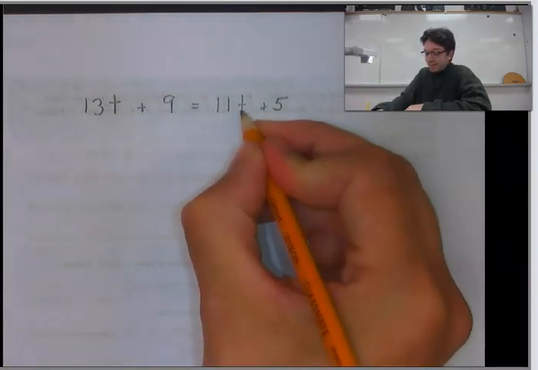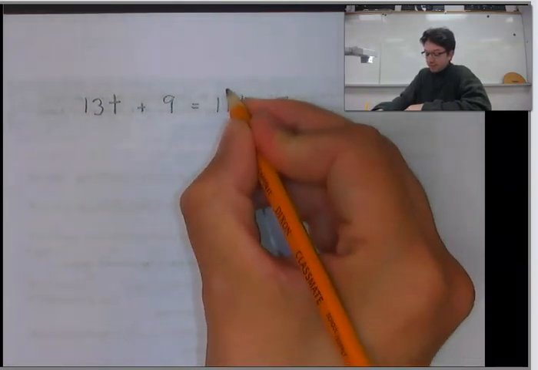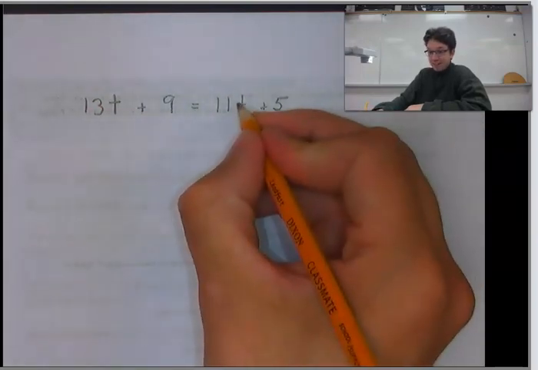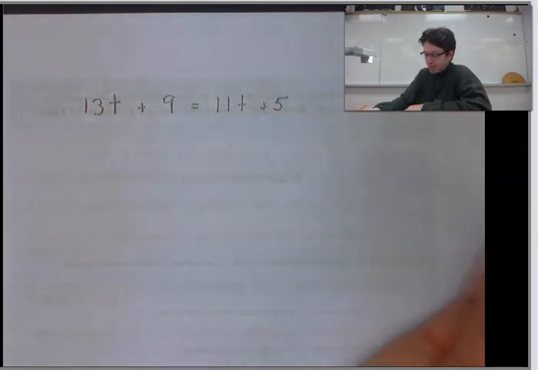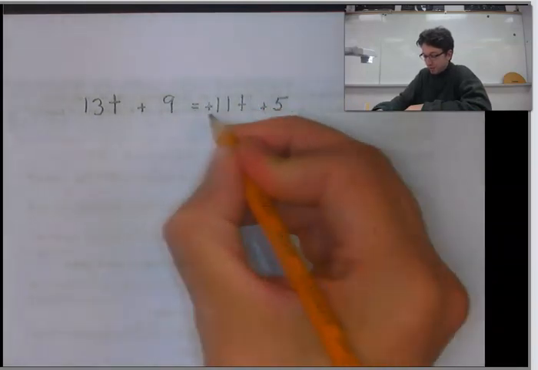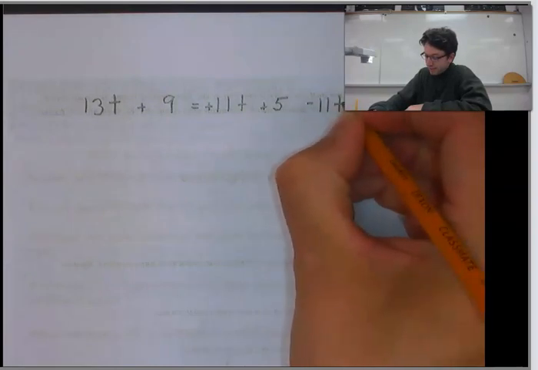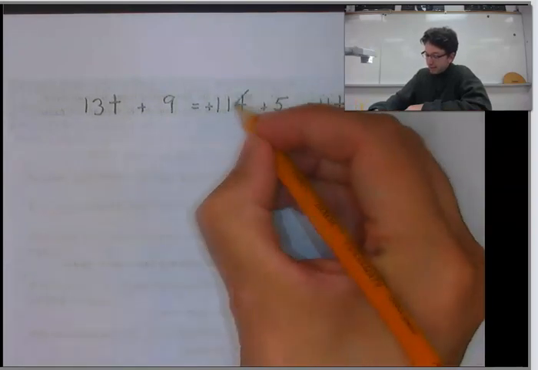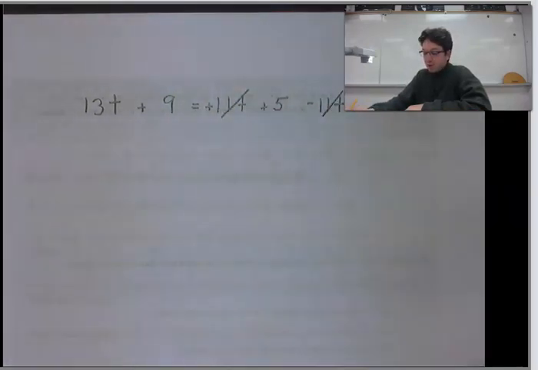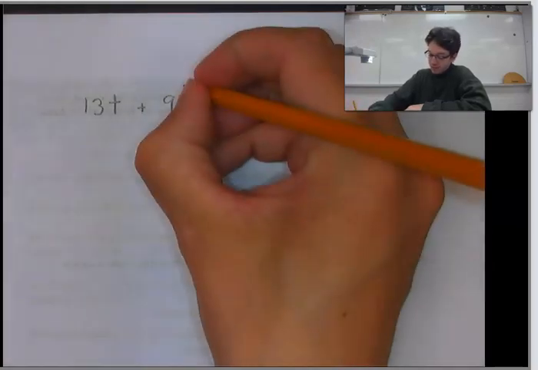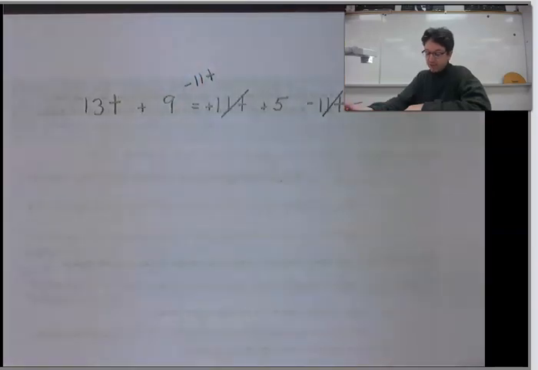Now if I have 11t over here, if I want to bring it to the other side of the equation, I have to get rid of it here using the opposite operation. So if this is like a plus 11t, I can subtract 11t here, okay, so that 11t minus 11t is 0, but whatever I do to one side of the equation, I have to do to the other side. So I would subtract 11t from the other side.